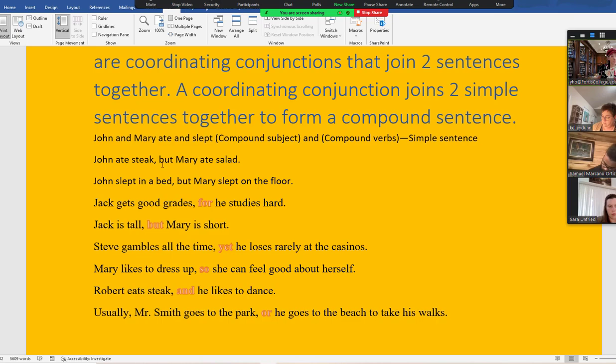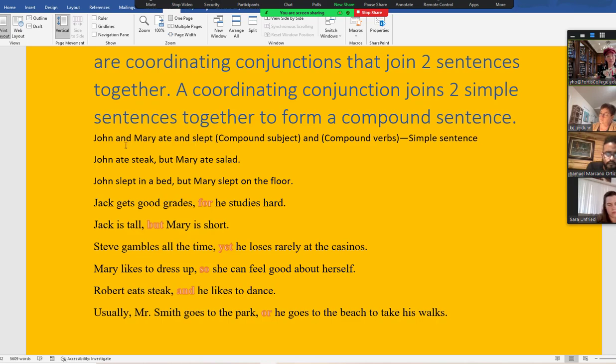Oh, except for the first one. John and Mary ate and slept. Here you don't have a compound sentence. Instead, you have a simple sentence that has a compound subject and a compound verb. Because John and Mary, that's like two subjects, ate and slept, two verbs. So when you have two subjects, it's known as a compound subject. And when you have two verbs, it is a compound verb.